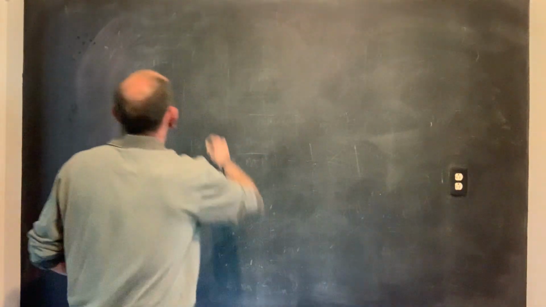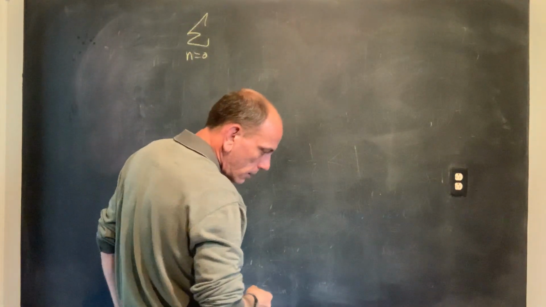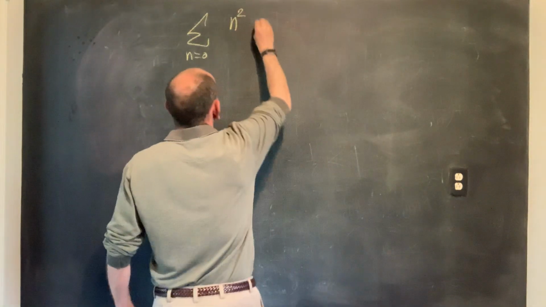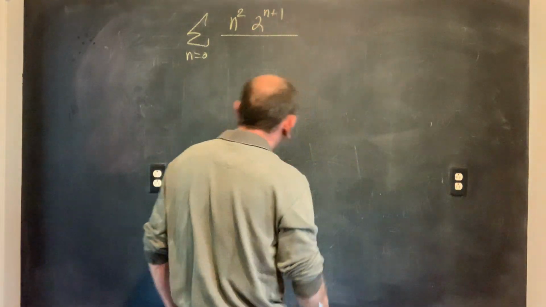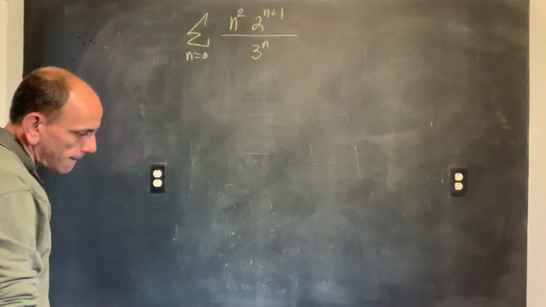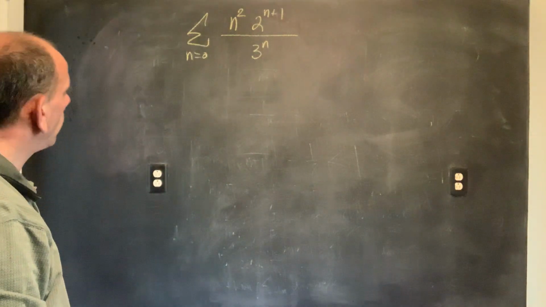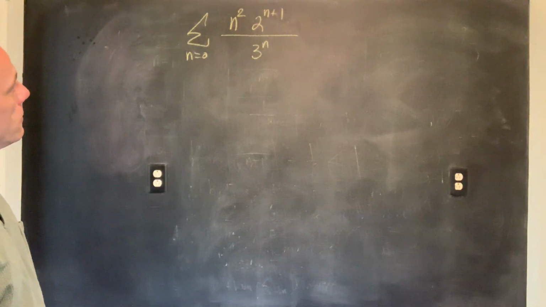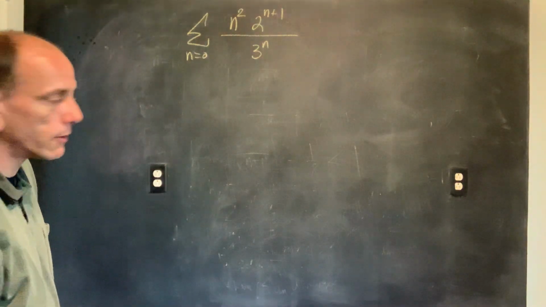Let's try series n equals 0, n squared, 2 to the n plus 1 over 3 to the n. N squared 2 to the n plus 1 over 3 to the n. All right. Again, this doesn't really fit. I mean, I could try to compare it to 2/3 to the n, but that's not really going to work. I've got extra stuff and things going on.